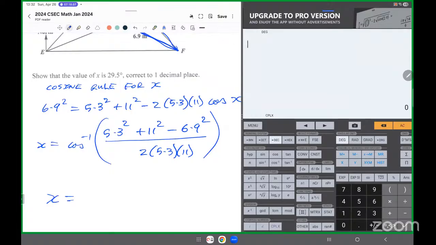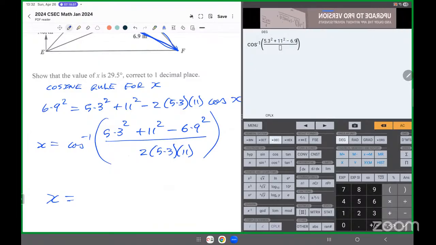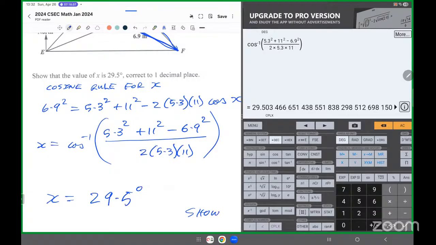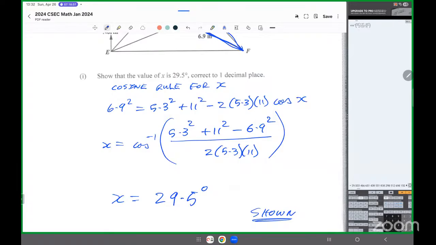So you're going to get cos to the minus 1 of the fraction. It's 5.3 squared plus 11 squared minus 6.9 squared, divided by 2 times 5.3 times 11. That's 29.5 degrees. That has been shown. That's what I said it was. So I've shown it. All right.